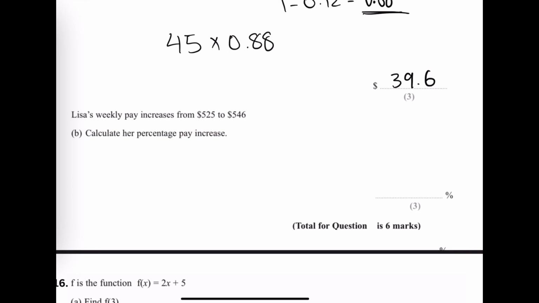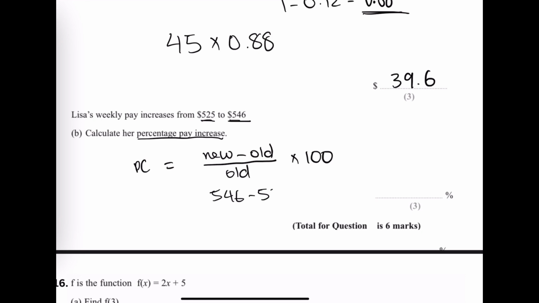So then we can say Lisa's weekly pay increases from 425 to 456. So calculate her percentage pay increase. If you see calculate percentage pay increase or percentage decrease, it's always new minus old over the old times by 100. So no matter what, if they want percentage change, this is always the formula to use. So if you do 456 minus 425 over 425 times by 100, we can see that the answer is 4%.